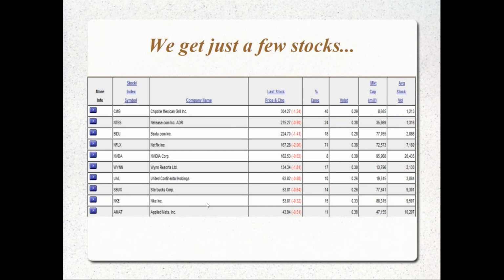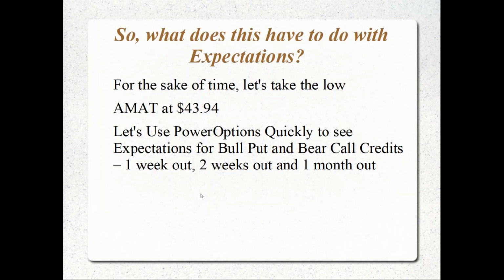Okay? Now, I could compare all of these, but I've already kind of done that for you. But I am just going to use an example of the lowest priced one. So for the sake of time, right now we're going to take the low listing. We're going to take AMAT at $43.94.